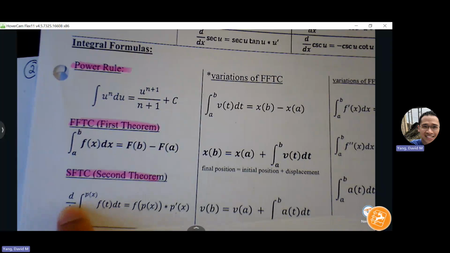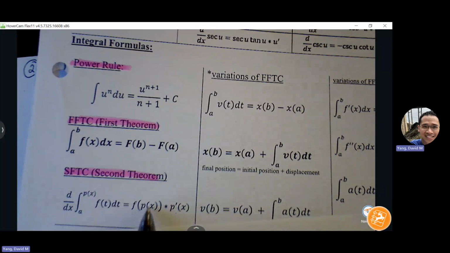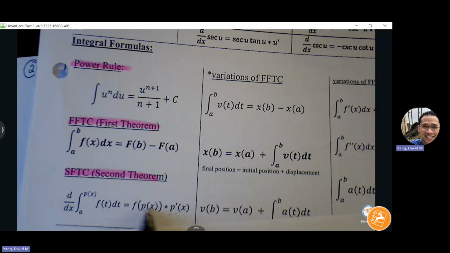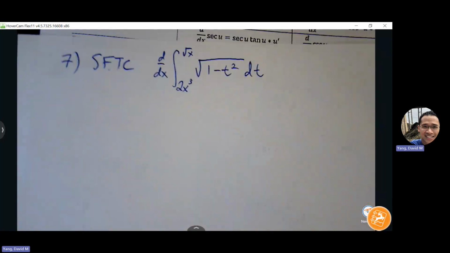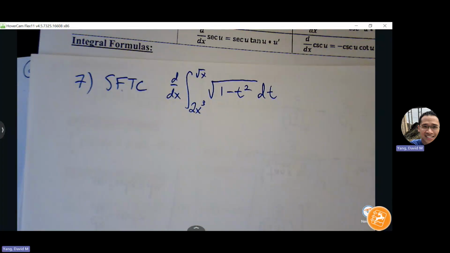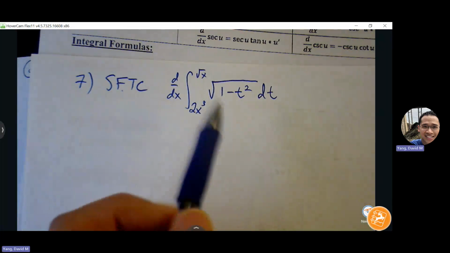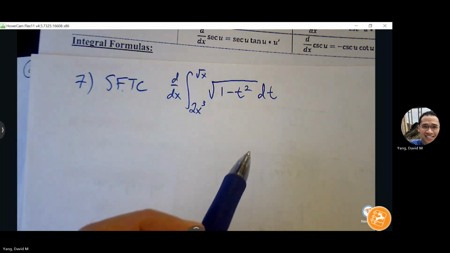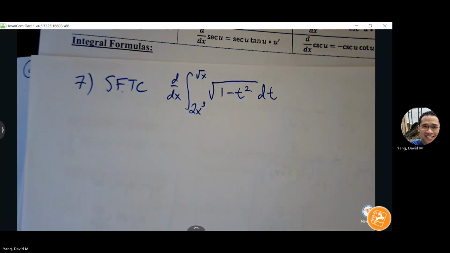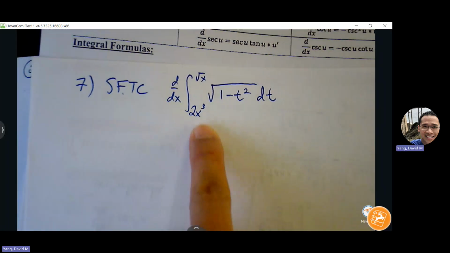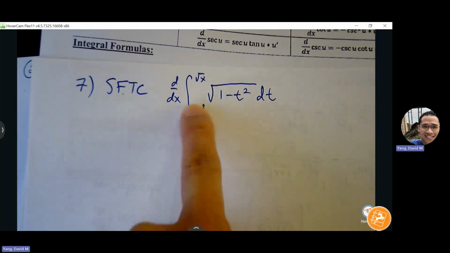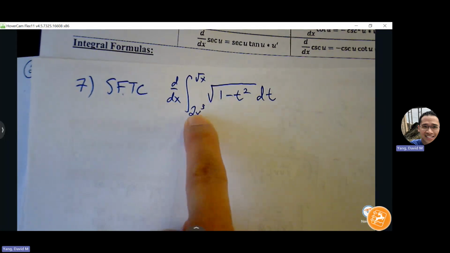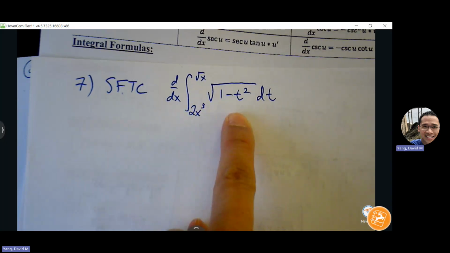So we know these two operations will cancel each other out. We're just going to plug the upper bound into the function, multiply by the upper bound's derivative. But what do you notice about number 7 that we also have to do? What else? Okay, how many times do we have to go through this process? Twice. Lower bound is also a variable. If this lower bound was a constant, we can ignore it and just have to do the top. But because the lower bound is also variable, we got to go through this process twice.